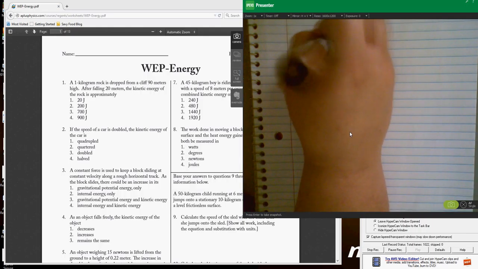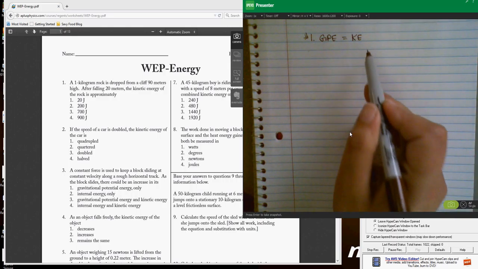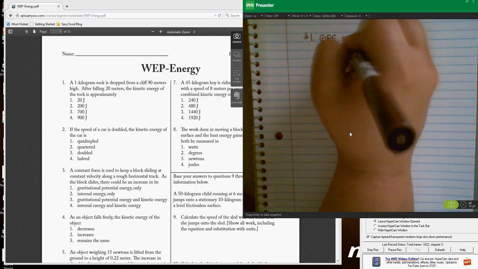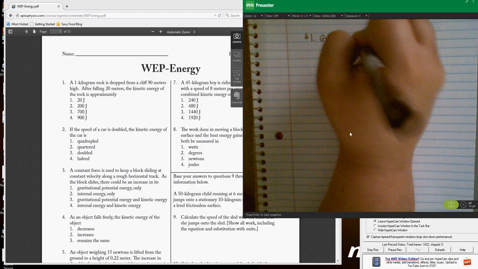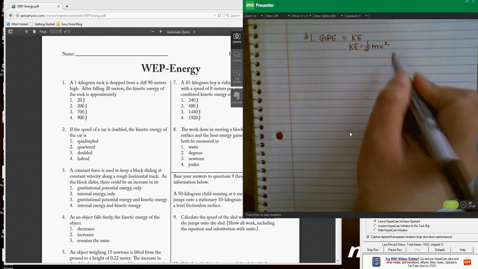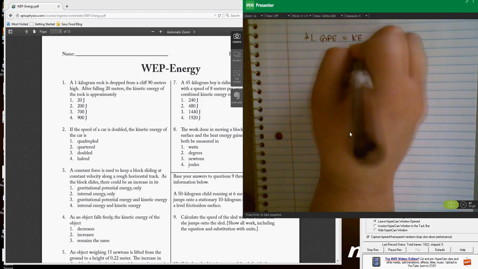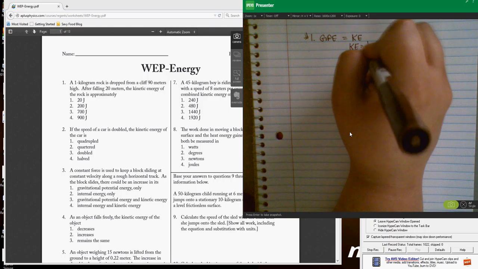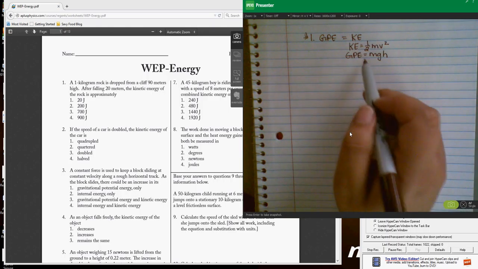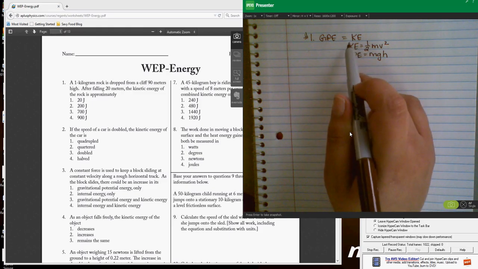So we know that GPE is equal to KE. They want us to find the kinetic energy, but we can't use the kinetic energy equation, because kinetic energy is equal to 1/2 mass velocity squared. We don't know the velocity of these objects, but I do know that GPE is equal to mass times gravity times height. So I can figure out GPE, and if I figure out GPE and I can figure out the totals, I know that they're going to be equal to each other.